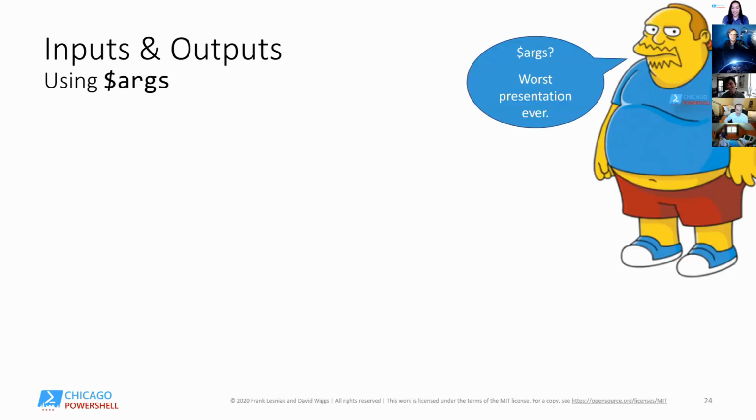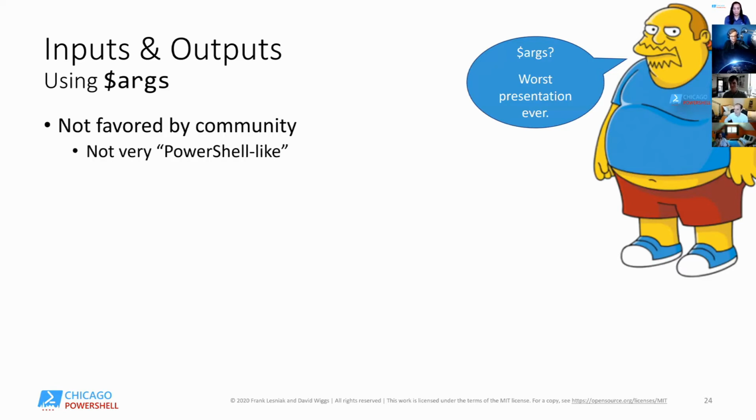And again, some of you are probably saying args, worst presentation ever. Yeah, I know. This is not favored by the community. Okay, it's not very PowerShell-like. Doesn't look like a cmdlet, right? You saw when I called that function, I'm spacing between the arguments. That does not look like a normal cmdlet.